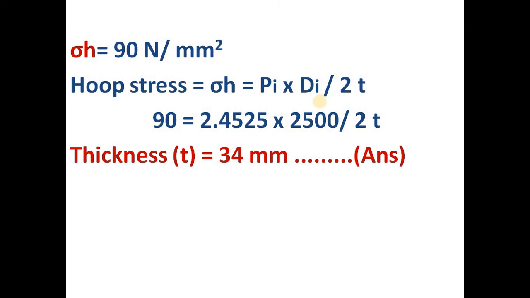Then here also, taken in terms of millimeter, 2000 mm divided by 2. Okay. Then you will get the thickness. T is equal to 34 mm. This is the final answer. Clear? Simple.